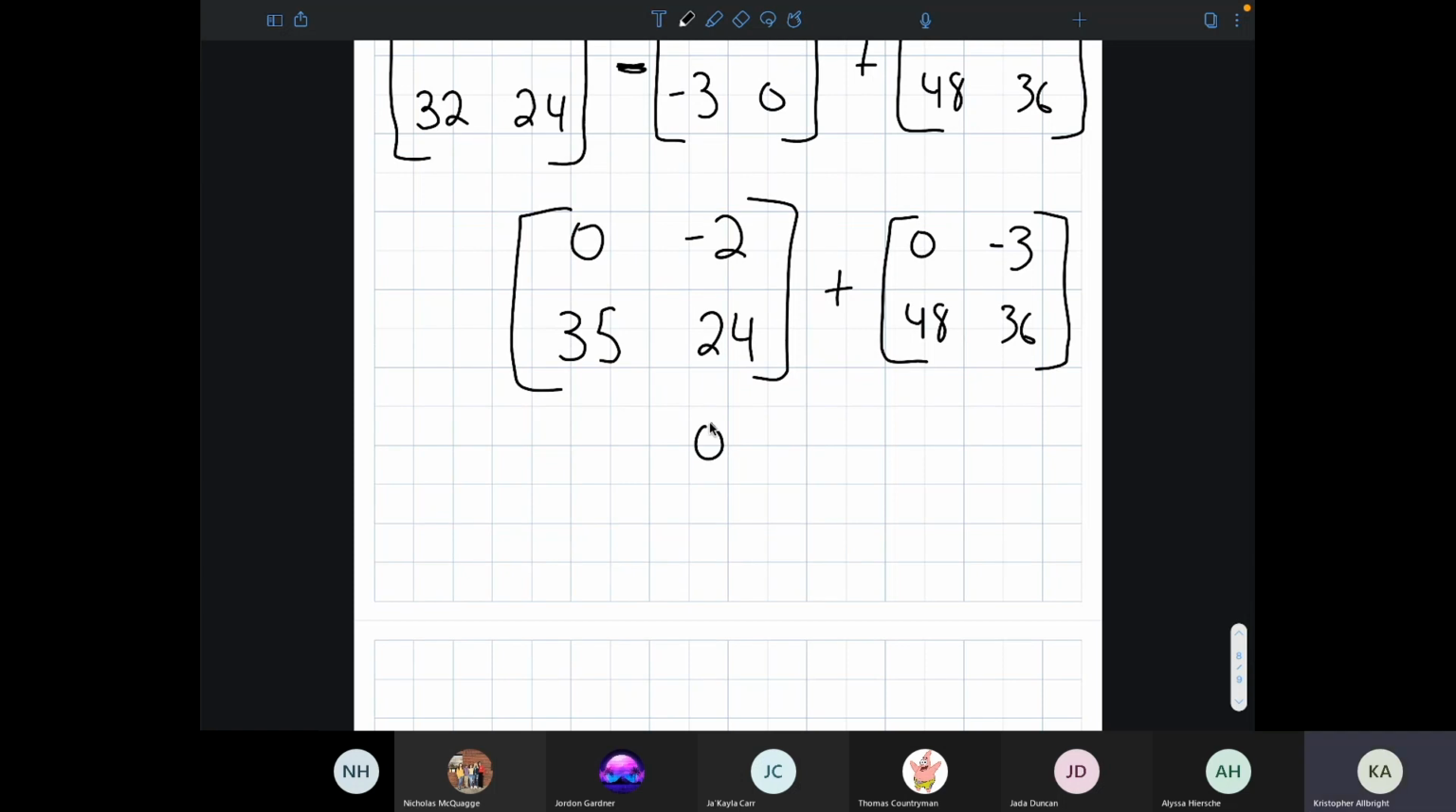So now we do this problem. 0, negative 5, 35 plus 48, whatever that is. It's whichever one's closest to the left. 83, it's whichever one's closest to the left. And then 24 plus 36 will give us 60. Answer.